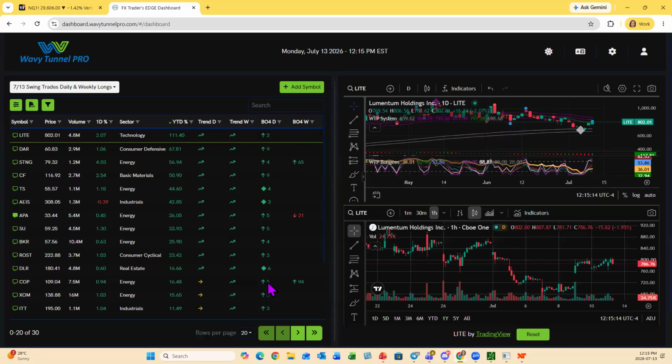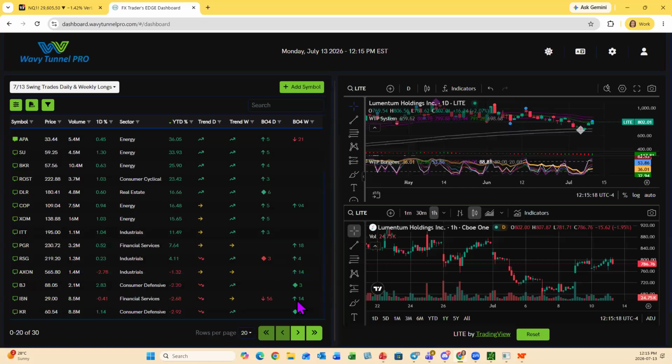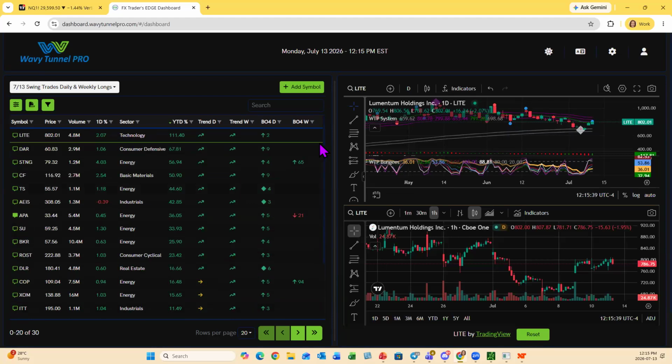Now, if we have the weekly as a breakout for, then most likely the daily will either be down or sideways. It's just the way it is because the weekly has had a very significant retracement. So the daily will be bearish initially, okay, for this trade. So let's start with the breakout for dailies.